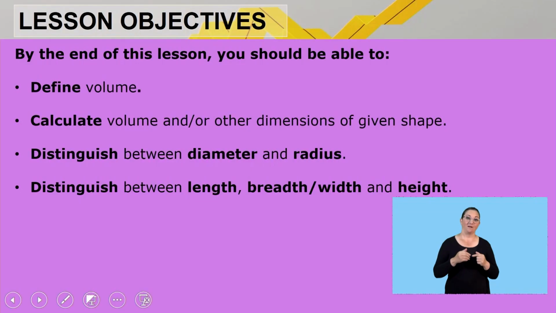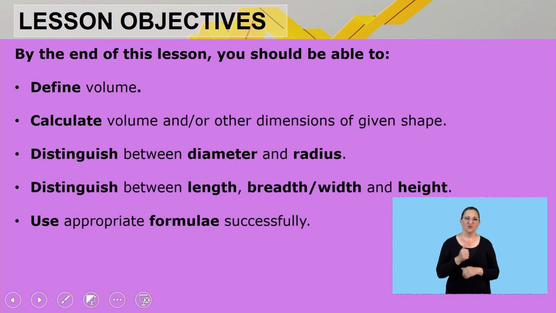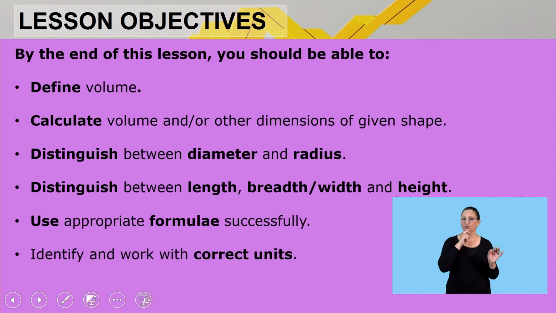So what are our lesson objectives? By the end of this lesson, you should be able to define volume. You must be able to calculate volume and or other dimensions of the given shape. You must be able to distinguish between diameter and radius. Also be able to distinguish between length, breadth or width and height. And then also be able to use appropriate formulae successfully. And then lastly, identify and work with the correct units.